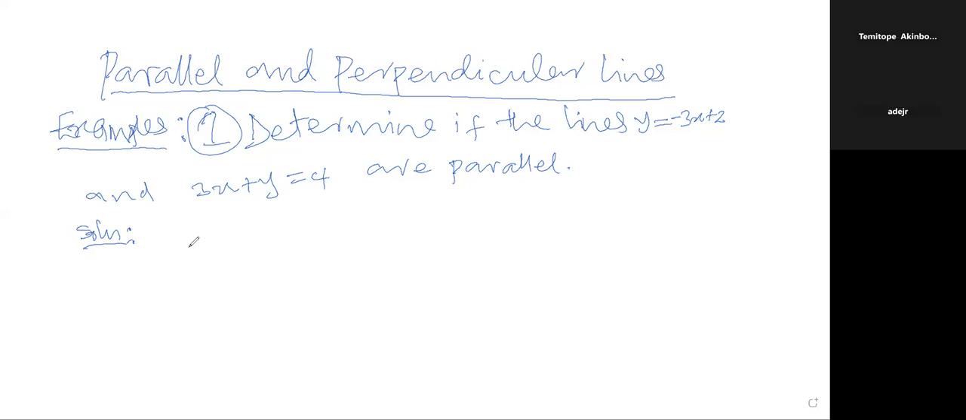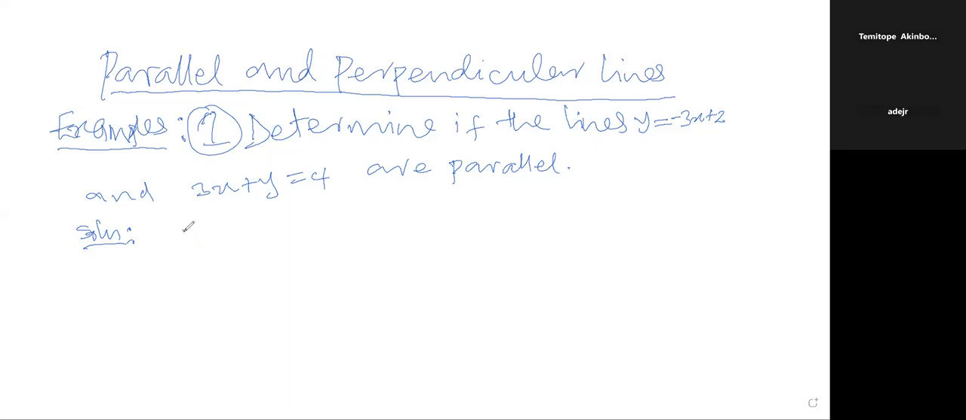Am I going to try and make the second equation y equals something, and then since equation 1 has a gradient of minus 3x and equation 2 has a gradient of minus 3x, they are parallel? Very good.